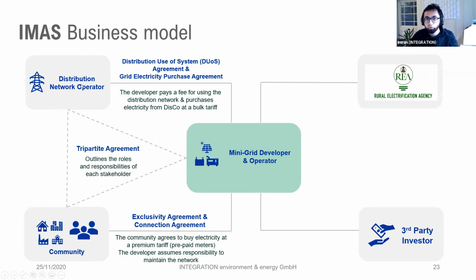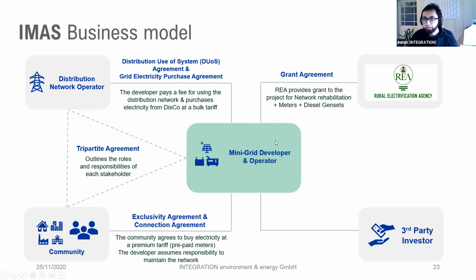This factor of distribution network is not there in typical off-grid projects, but interconnected mini grids do have this additional player of the distribution network, whether it be a centralized agency or, in different countries, you will have different setups. But it is important to realize that for interconnected mini grids, we will have this additional agency which needs to be considered in project planning as well.